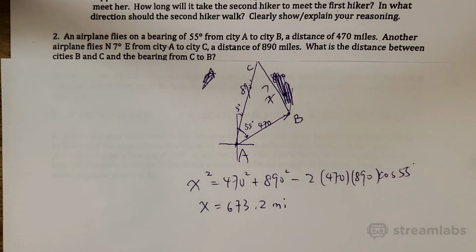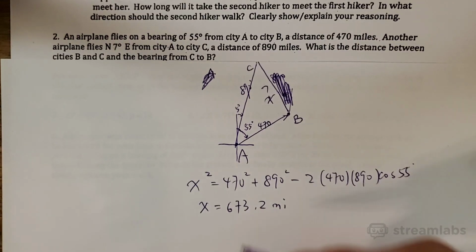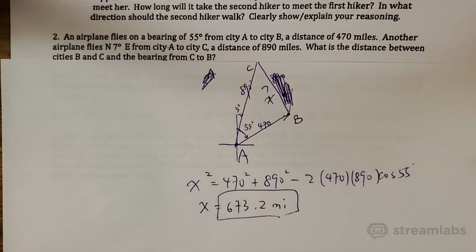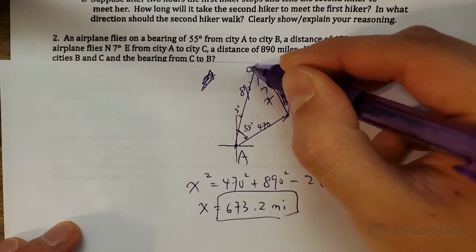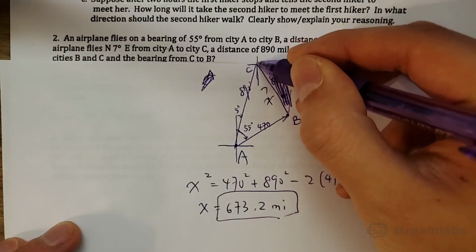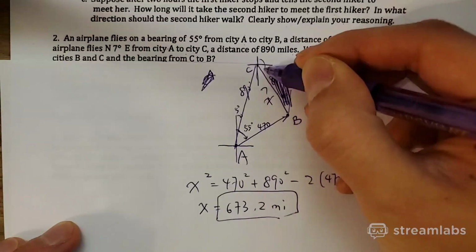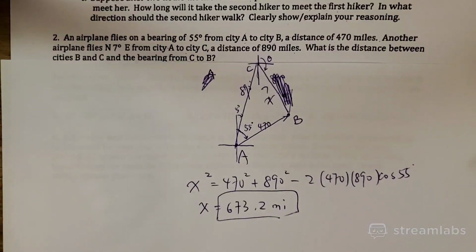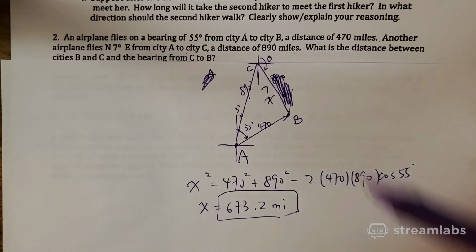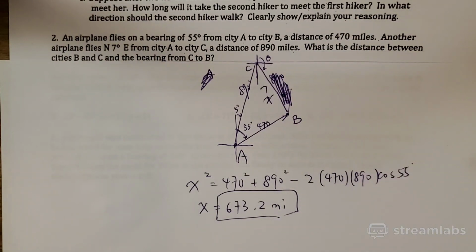So that's the first answer. The second part is the bearing. So bearing is from C to B, right? From C to B. So that's measuring this part. What is this angle? Theta, right here. This angle, theta. And this is pointing towards the north.